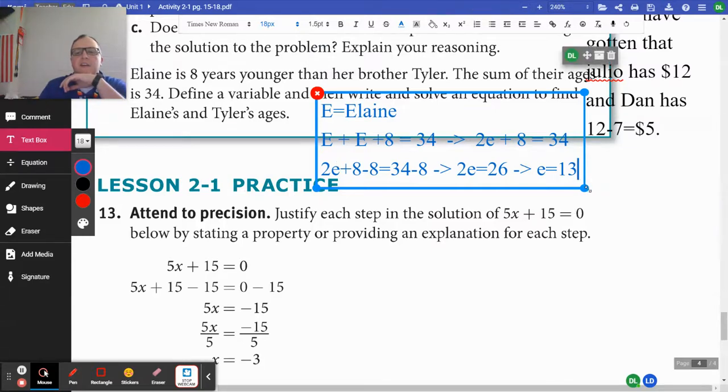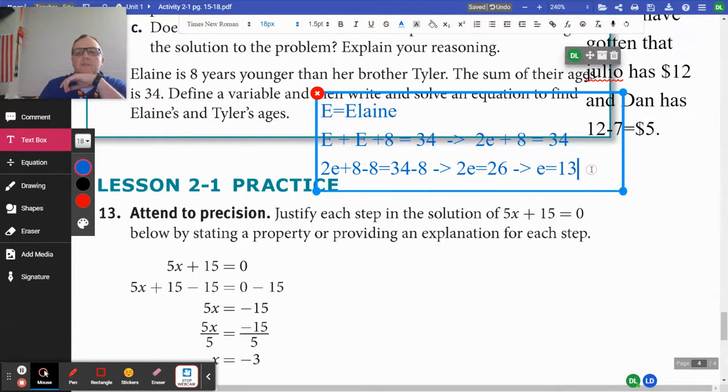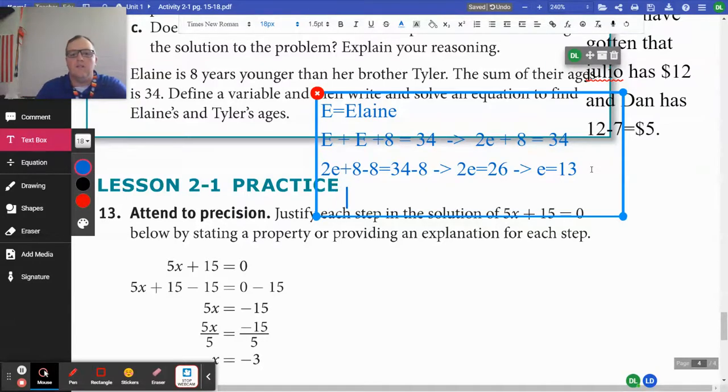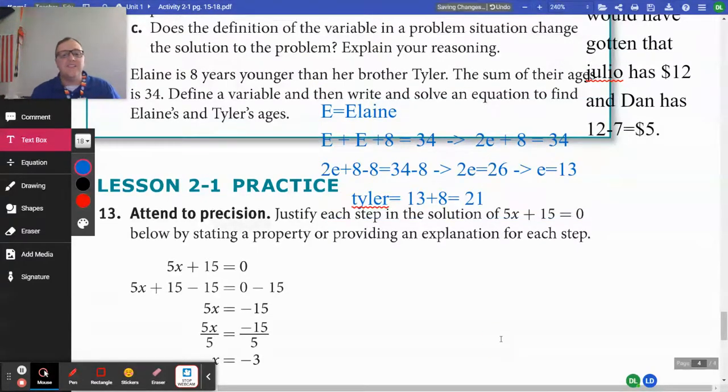And now we just have to figure out how old Tyler is. Well, Tyler is 8 years older, so Tyler would be 13 plus 8, which is 21. So Tyler is 21. Okay, this is the type of stuff that we're doing. You have the lesson practice problems 13 through 17 that I need you to accomplish, so that way we can move on. All right.